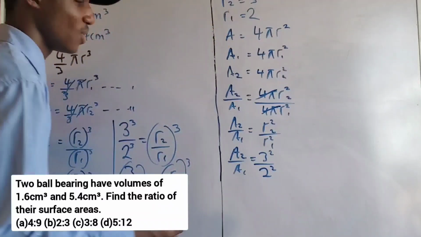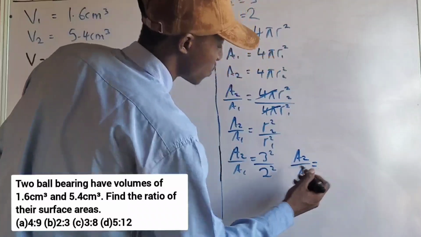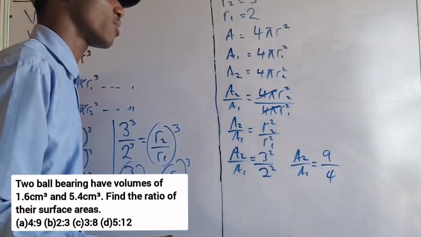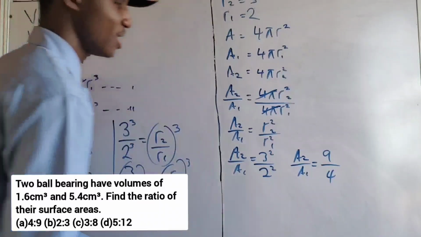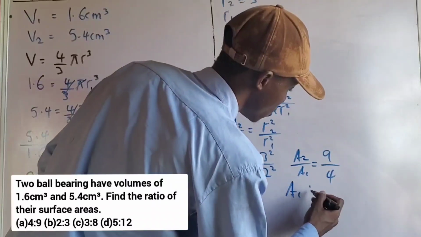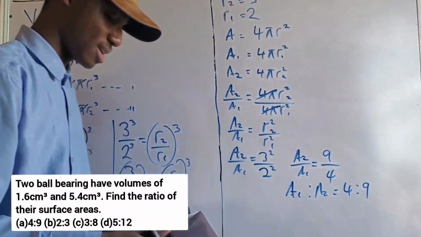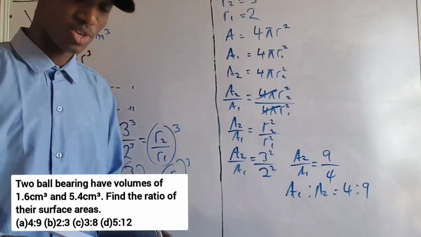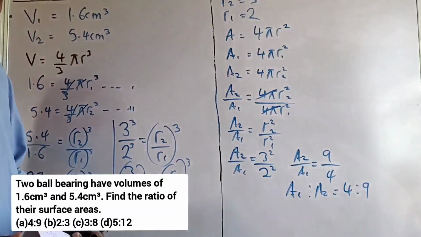So I'm going to have 2 squared. Do you understand? Okay, so the ratio of their area, A2 over A1, is equal to 3 squared is 9, while 2 squared is 4. So therefore, the ratio of their surface area is 4:9 or 9:4. You understand? You can say A1 ratio A2 will be 4:9. And you can also put it as A2 ratio A1 as 9:4. Are you getting what I'm trying to say? But the correct option in that question is option A, which is 4:9. You can see that it's simple.